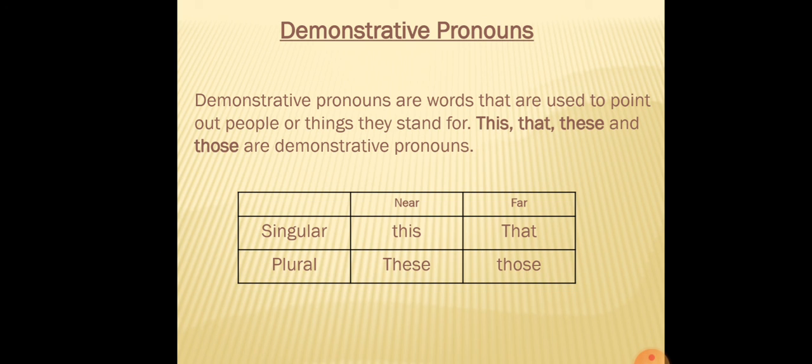This and that are singular demonstrative pronouns. These and those are plural demonstrative pronouns. This and these refer to persons or things near to the speaker, and that and those refer to persons or things that are at a distance from the speaker.